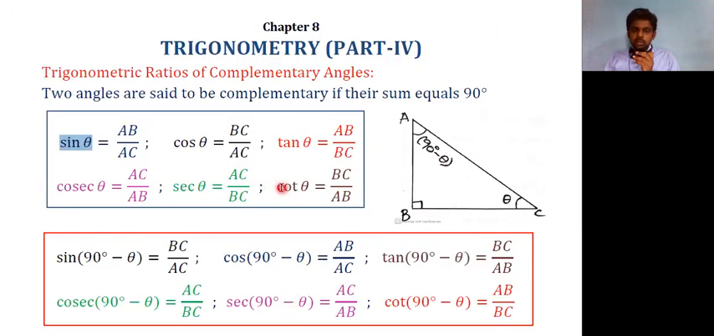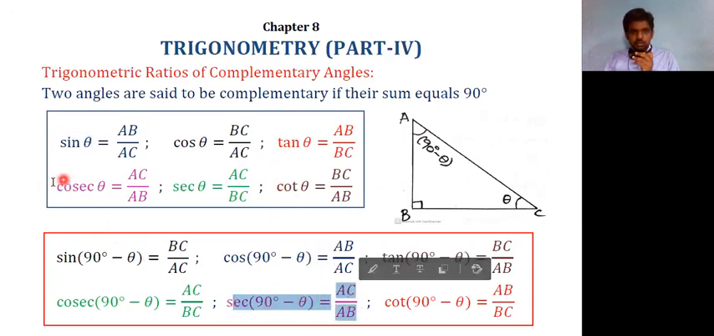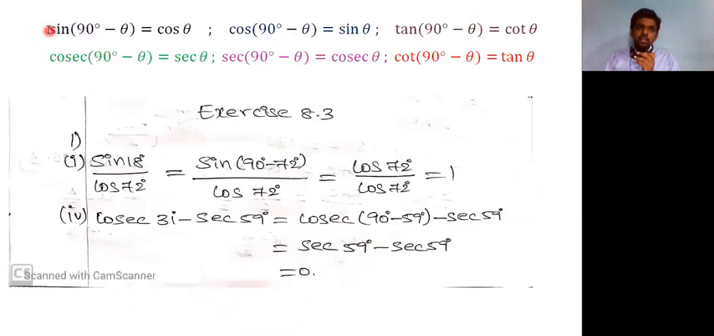So these two are compared in the same color, which means if this is pink, this is also given in pink. You can check those things. So sin 90 minus theta will be cos theta, cos 90 minus theta will be sin theta, tan 90 minus theta will be cot theta, cosecant 90 minus theta will be secant theta, secant 90 minus theta will be cosecant theta, cot 90 minus theta will be tan theta. So you can compare and remember these things.